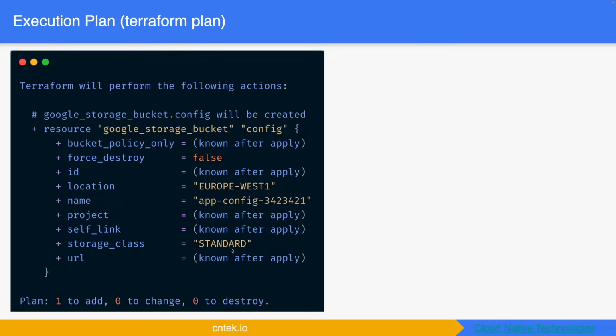This was an optional attribute which we left undefined in our code, so it's going to take the default value, which is standard for a Google Storage bucket. And then we also see some values like known after apply, like ID or self-link or URL, etc. Terraform will know those once it creates the resource. At the end of the plan, it will give you a summary of how many resources it's going to add, change or destroy. So it's critical to review the plan before applying these changes.